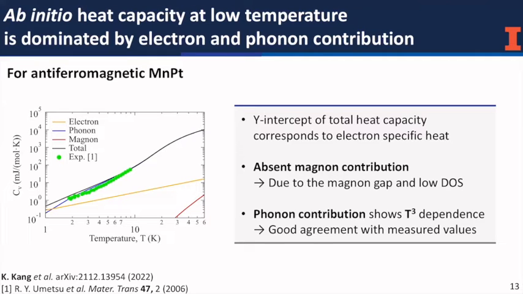At the low temperature range, the magnon contribution is almost absent. This is because the antiferromagnetic manganese platinum has a large magnon gap and relatively low density of states in the low energy range. The phonon contribution shows the temperature cubic dependence, which shows a good agreement with the measured values. So this indicates that the heat capacity at low temperature is mainly contributed by the electron and the phonon contributions.